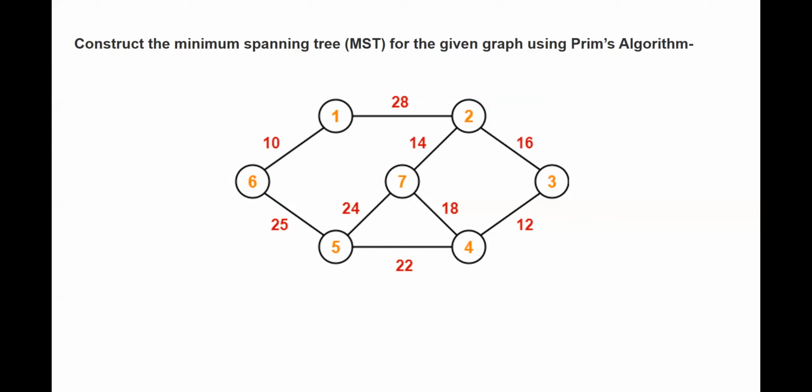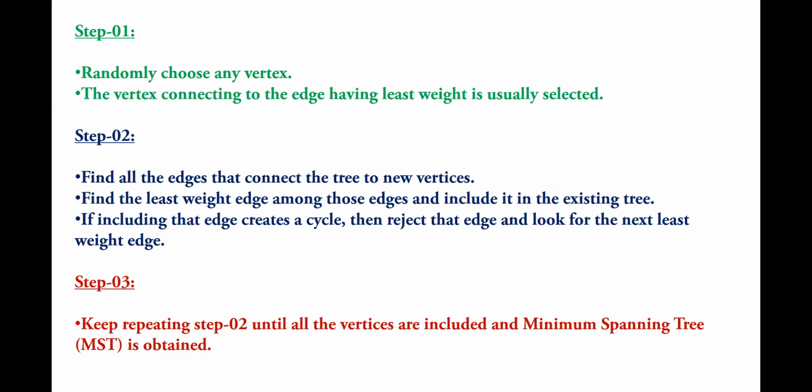After selecting vertex 6, I will have a choice between 10 and 25. 6 to 1, 6 to 5. Among those two, which is the least? 10. That is 6 to 1. Right. Then I must include that edge in the existing tree.